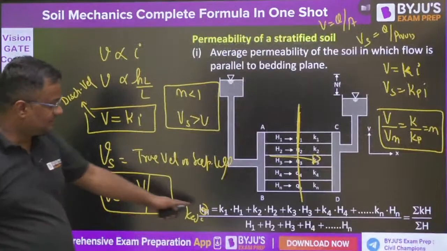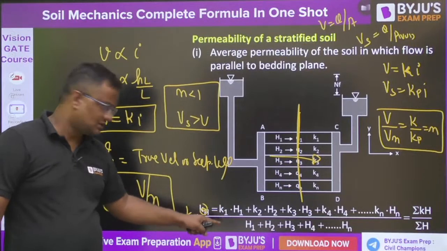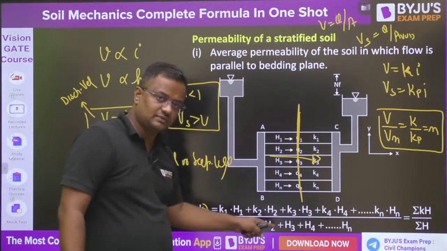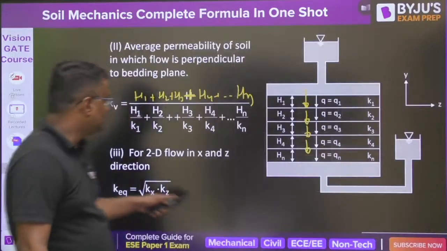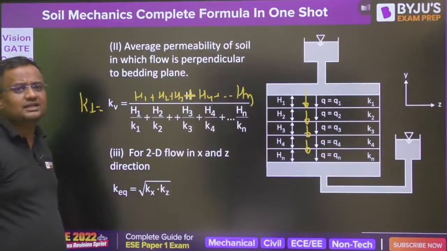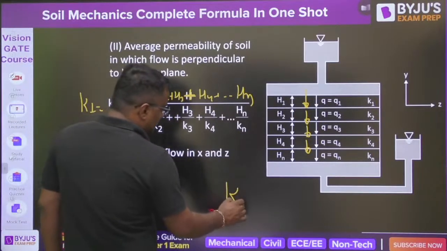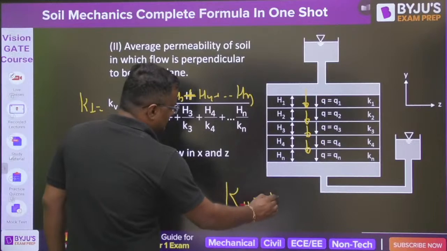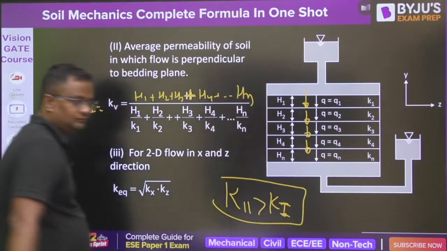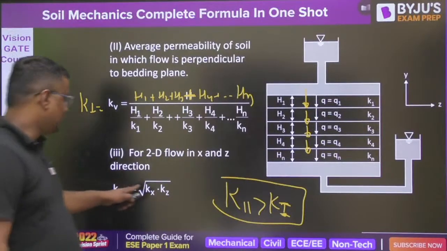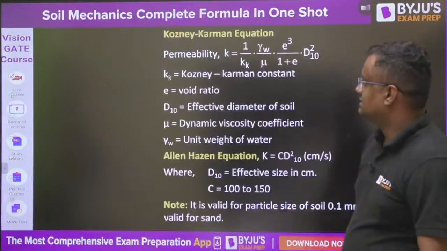As you see here, this represents the arithmetic mean, guys: K1 plus K1 plus K1, H1 times, plus K2 plus K2 plus K2, H2 times, like this. And the total number is how many times? H1 plus H2, like this. This is the arithmetic mean, and the other is the harmonic mean. Of course, arithmetic mean is greater than or equal to geometric mean, which is greater than or equal to harmonic mean. So of course, K parallel to the bedding plane is greater than K perpendicular to the bedding plane. Okay, K equivalent, when Kx and Ky are different, is under root Kx into Ky.